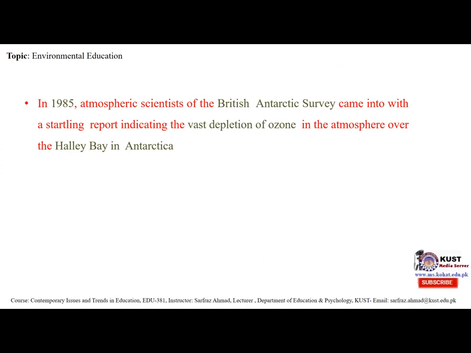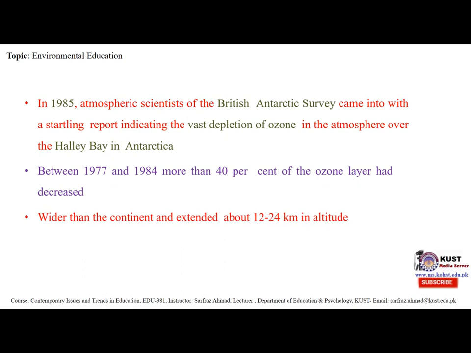In 1985, atmospheric scientists of the British Antarctic Survey came out with a startling report indicating vast depletion of ozone in the atmosphere over Halley Bay in Antarctica. Between 1977 and 1984, more than 40% of the ozone layer had decreased. The hole was wider than the continent and extended about 12 to 24 km in altitude. The concentration of ozone is decreasing at the rate of 0.3% every year.